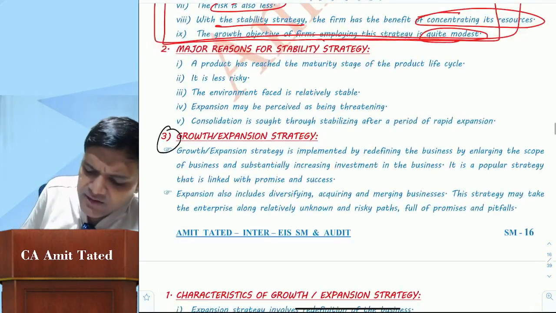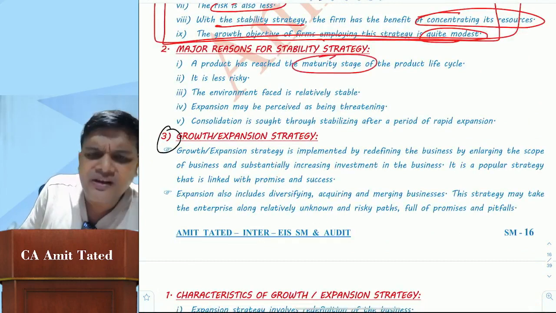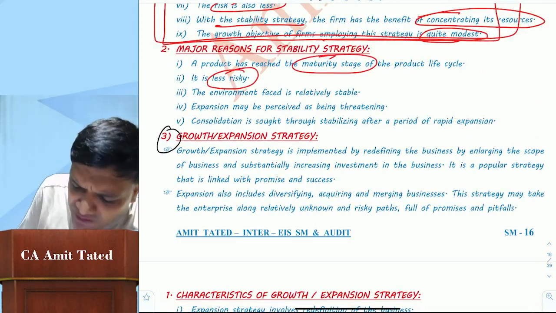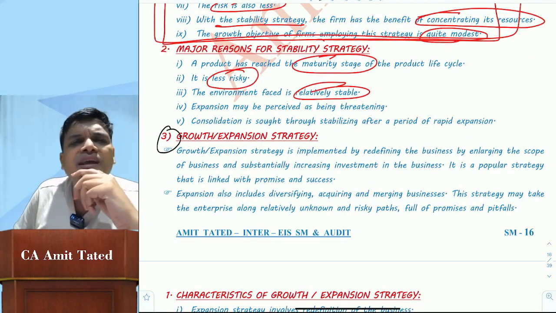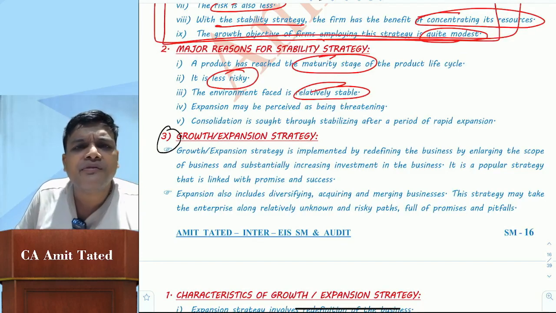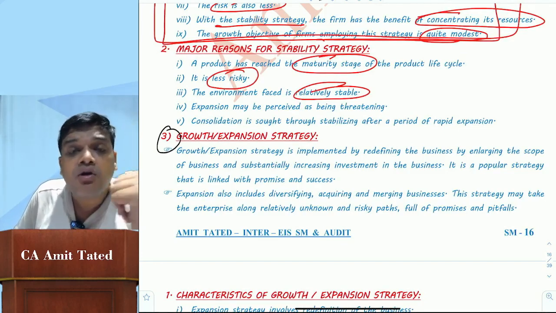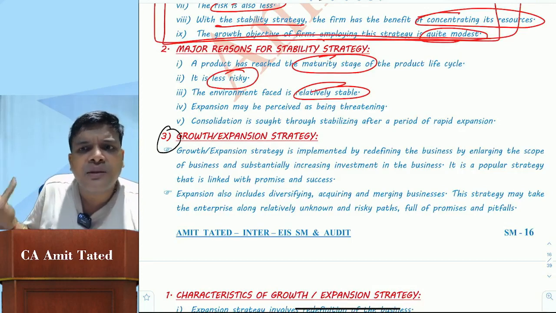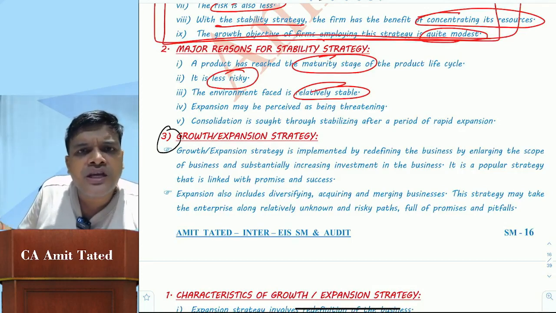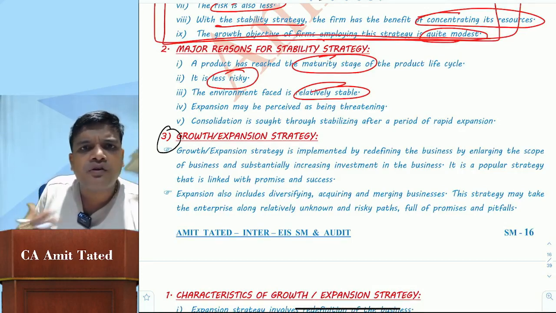Major reasons for stability. First point, the product has reached a maturity stage. Second point, it is less risky; I don't want to take a risk. My environment is stable, with no changes in the external environment. When EIS SM was not removed, I was not taking any steps. Now EIS is being removed from the syllabus, I took the step to start with law, intermediate law. This is called expansion. But earlier, for the last 2 years, I was in stability. Why stability? Because the environment was stable, so I was just focusing on making sure that my batches are going well and other things.